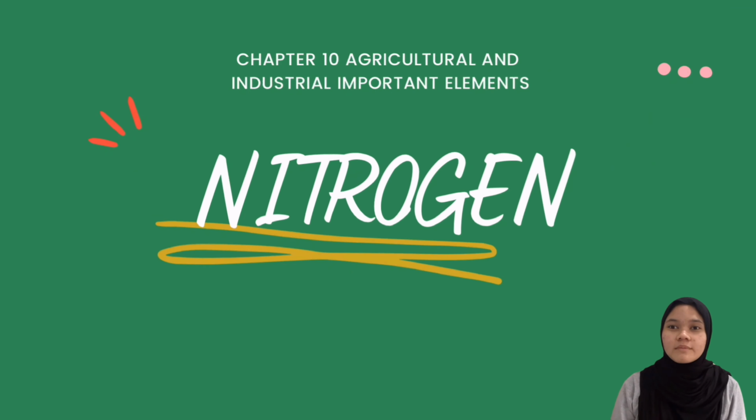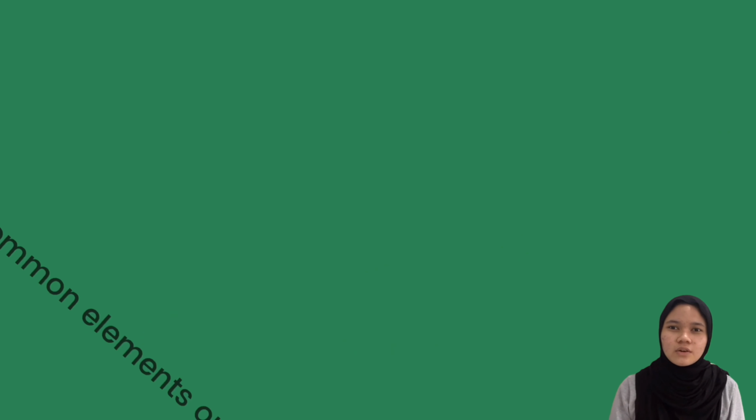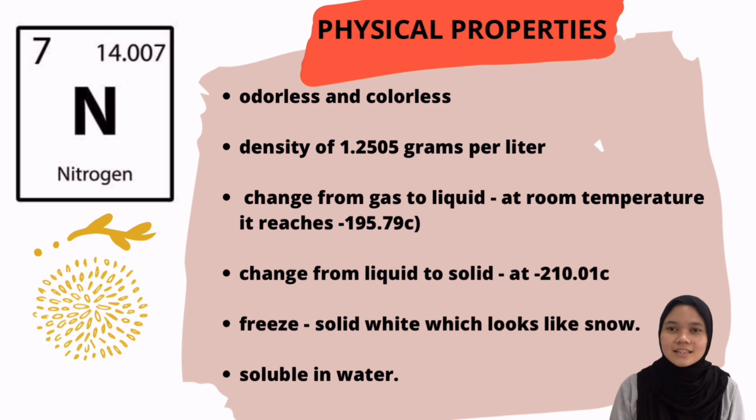Nitrogen is one of the common elements on Earth, and it exists mostly as nitrites and nitrates. This element makes up the Earth's atmosphere at 78.08%. There are some physical properties of nitrogen: it is odorless and colorless. It has a density of 1.2505 grams per liter.